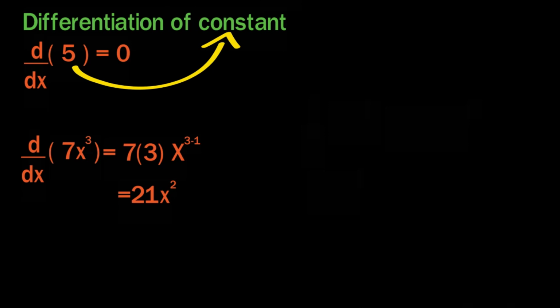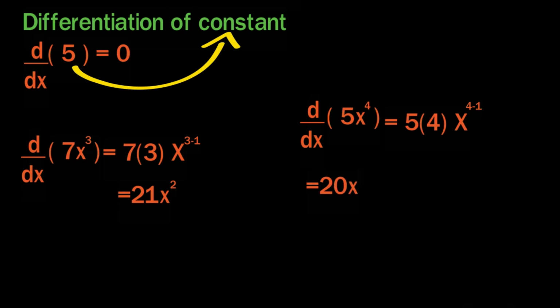Let's try some more examples. So let's say we want to differentiate 5 multiplied with x to the power of 4. Similarly, we use the power to multiply the coefficient. So 5 multiplied with 4, and the power will reduce by 1, so you will get 4 minus 1, so you will get 20 x to the power of 3.